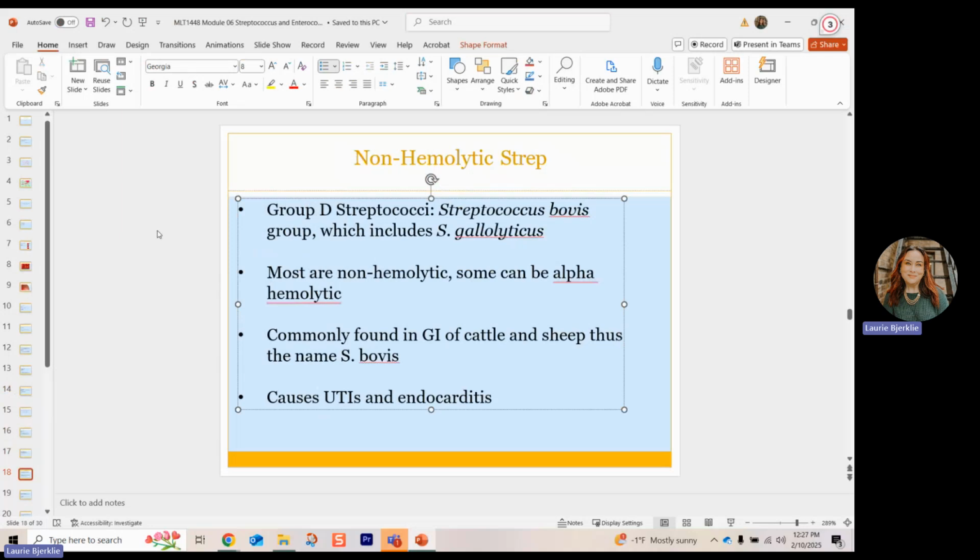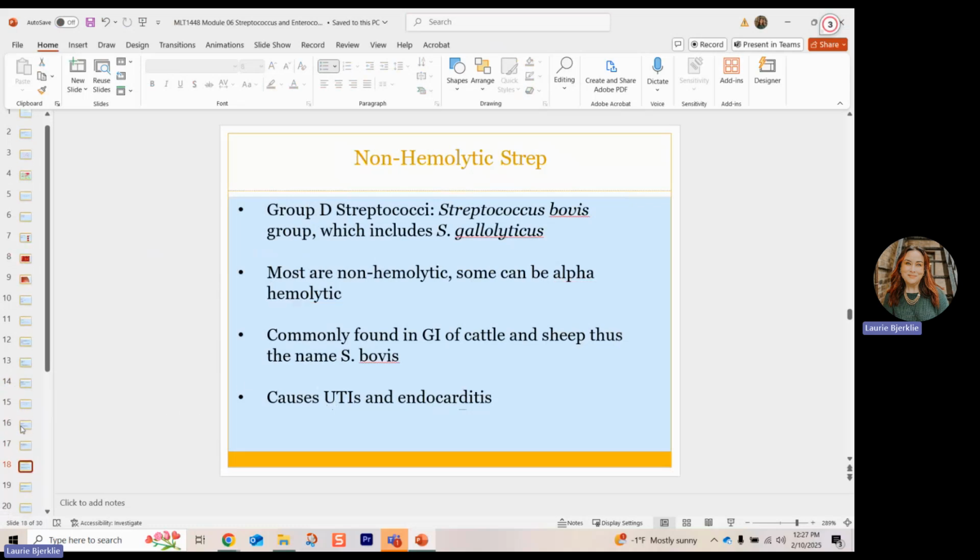So most of the time they are non-hemolytic. Sometimes they might pop up as alpha hemolytic. They are commonly found in the gastrointestinal tract, especially of cattle and sheep, thus the name bovis, for bovine or cows. Diseases that they're linked with, definitely UTI, so urinary tract infections, and also endocarditis.